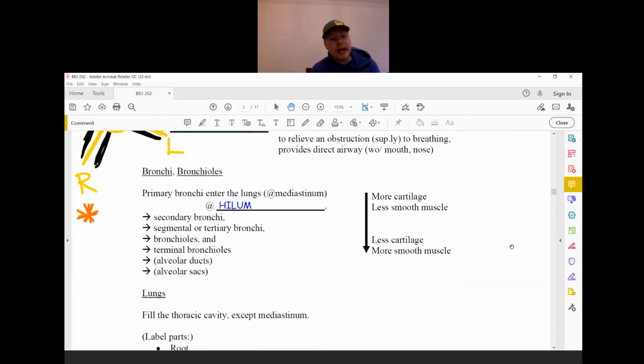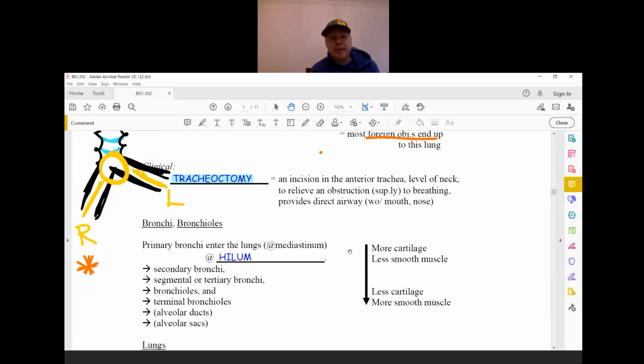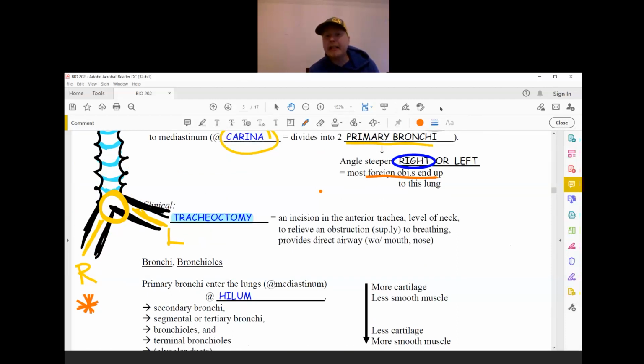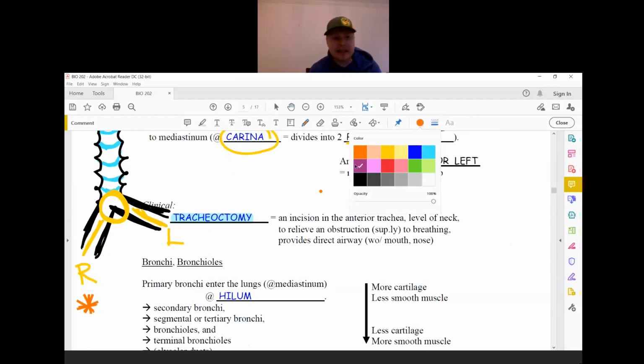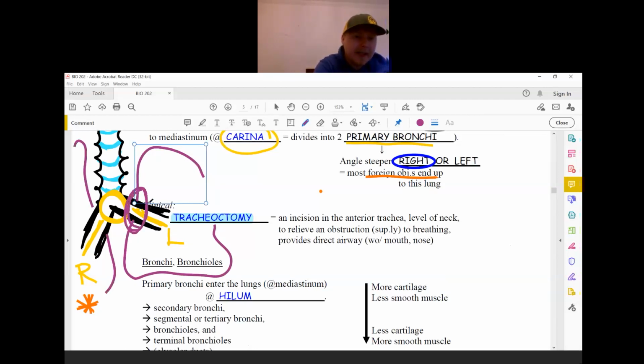Next, let's talk about the bronchi, primary and secondary bronchi. The spot where a bronchus enters into the lung, here's our lung, and on the other side as well, this spot where the bronchus enters into the lung is known as the hilum. So that's an important term to know.